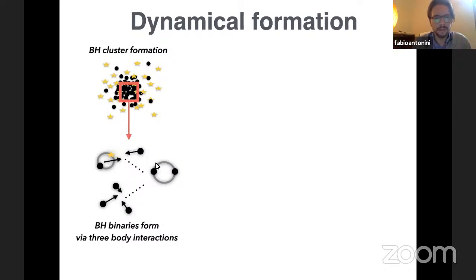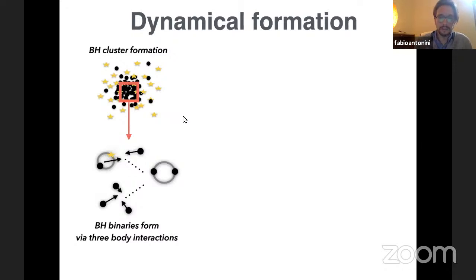But actually, the most important type of interactions are these three-body binary formation processes, where you have three black holes that are initially unbound from each other. They interact closely in the core of the star cluster, and then after the interaction, you form a binary with the third black hole ejected from the system, carrying away the energy that is needed in order to bind the remaining two black holes.